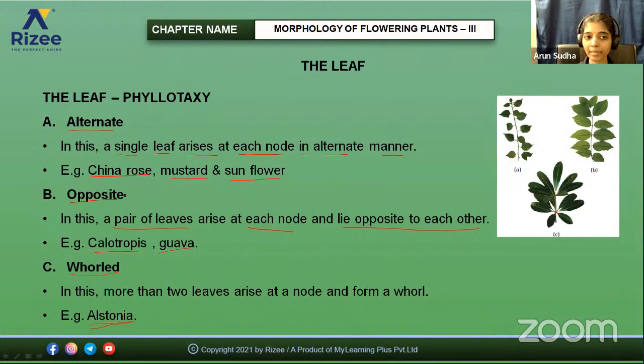Hope you're clear, right? Alternate means a single leaf arises at each node. Opposite means a pair of leaves arise at each node and they lie opposite to each other. And whorled means more than two leaves arise at a node and they form a whorl. Okay.